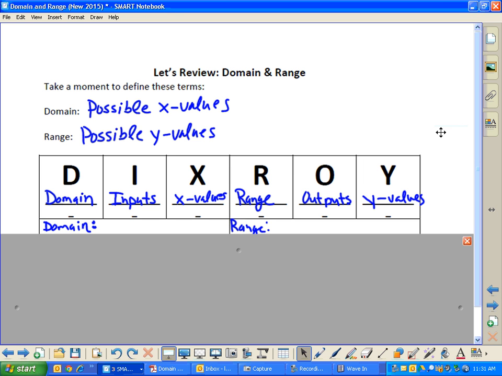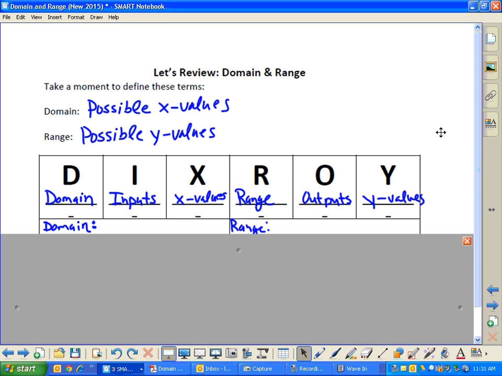D, shocker, that's domain. Domain is all about inputs and X values. If I ask you for the domain of a function or for the domain of a relation, I'm asking you to list out for me all of the possible values of X or all of the possible inputs for that function or that relation.